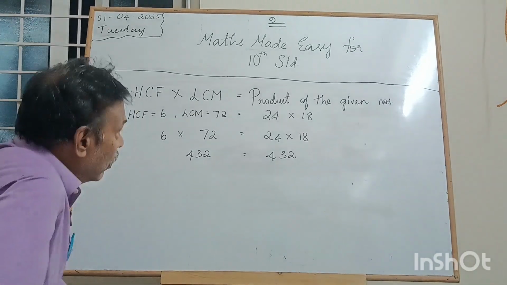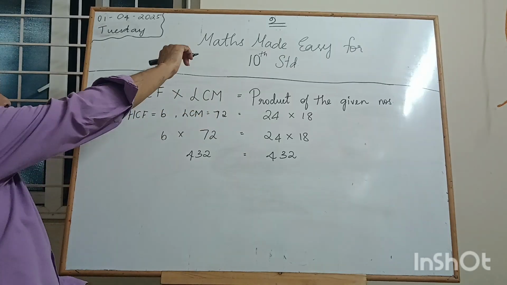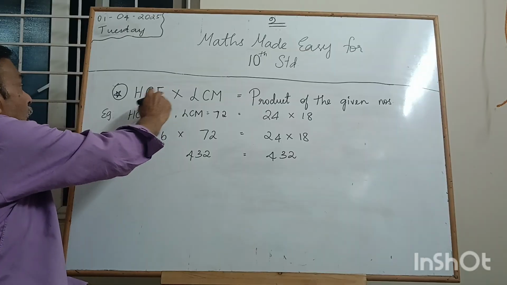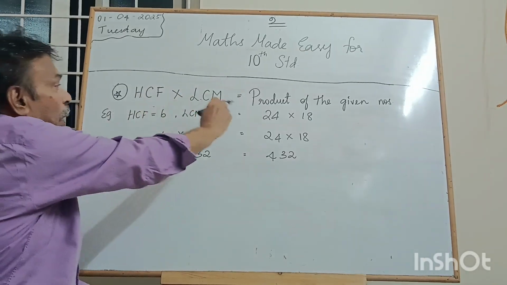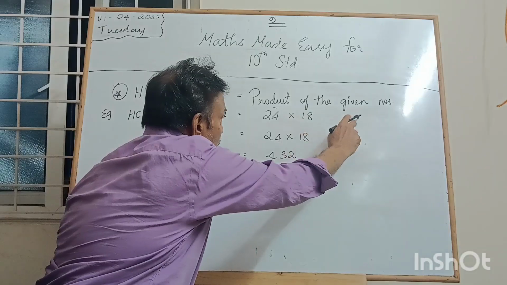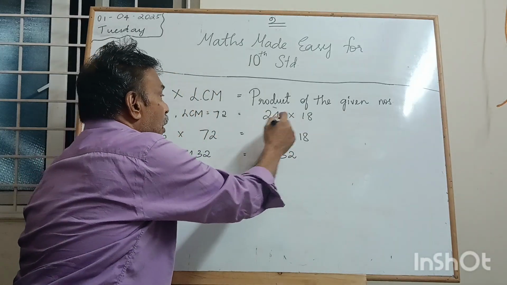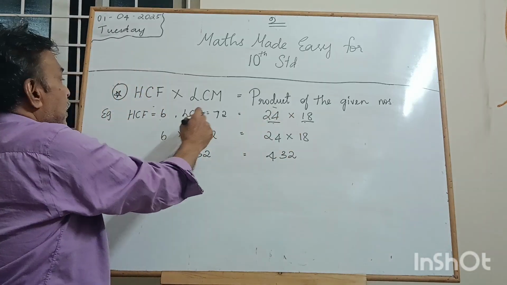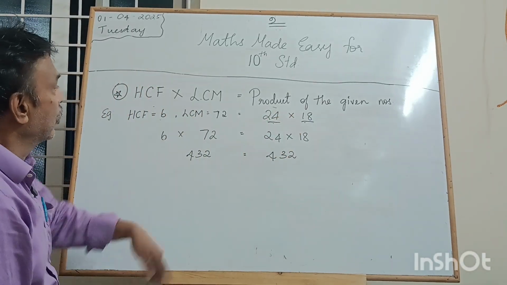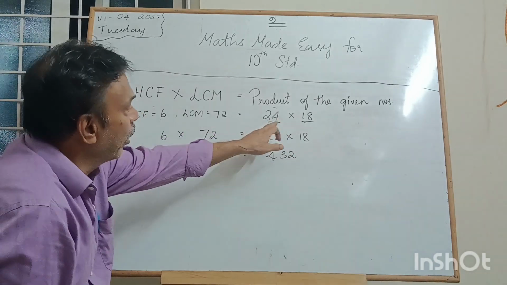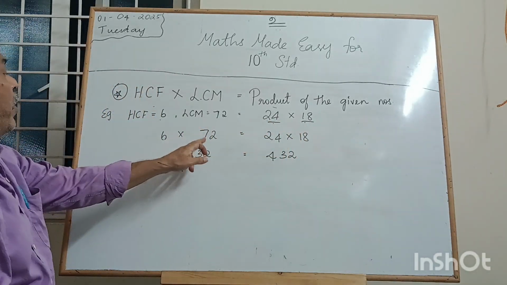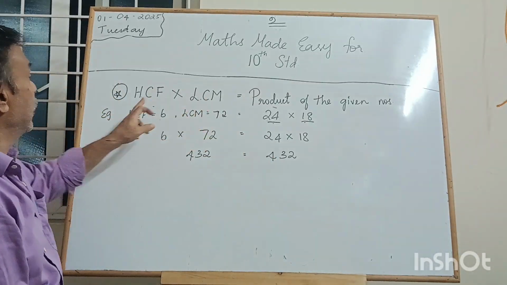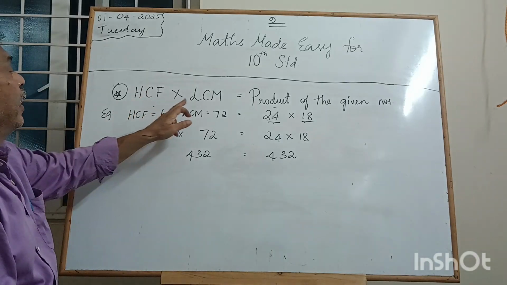Okay. Now there is an important theorem on HCF and LCM. This is important. If you multiply the HCF and LCM, that gives the product of the given numbers. The HCF and LCM of these numbers are 6 and 72. So if you multiply 24 and 18, and 72 into 6, both come to 432. This is the law of HCF and LCM.